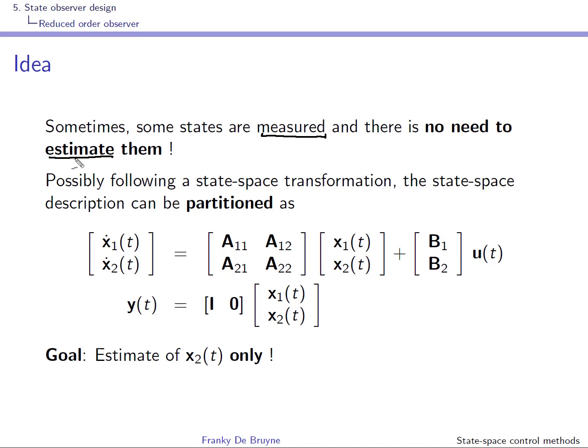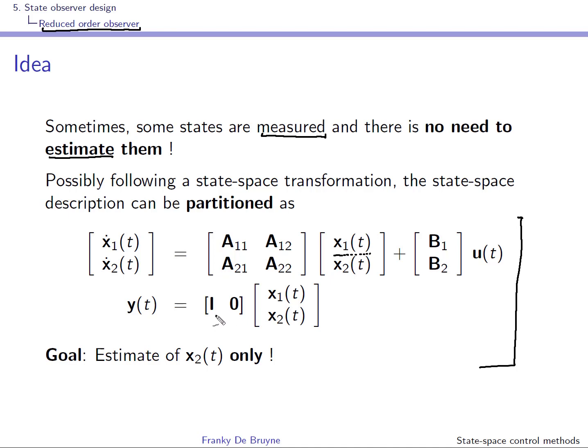Then you want to work with a so-called reduced order observer, and the idea there is to observe only the states that are not measured, and therefore you need a state space description where the state x is partitioned as follows.